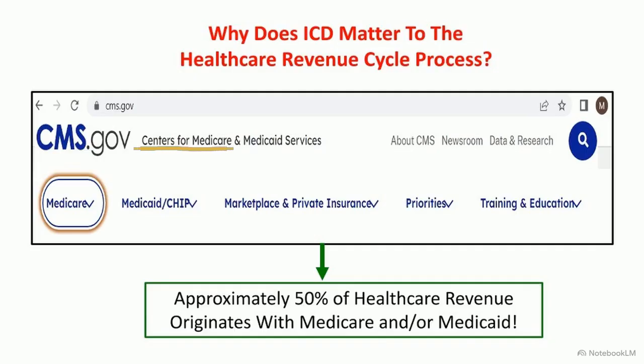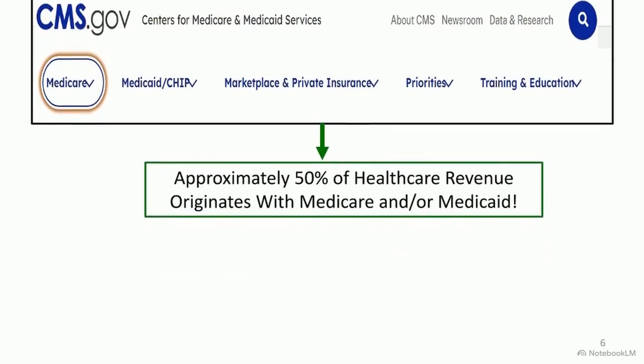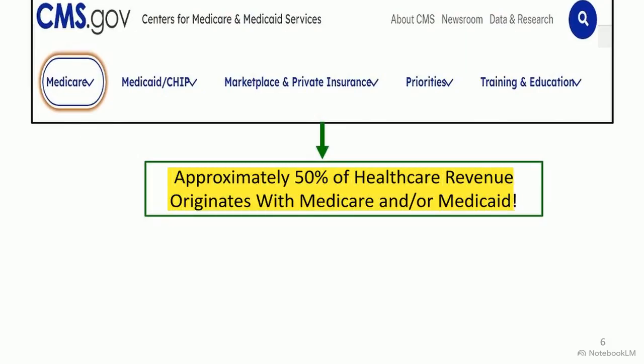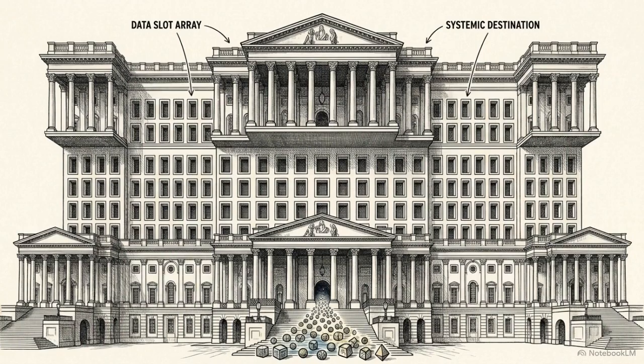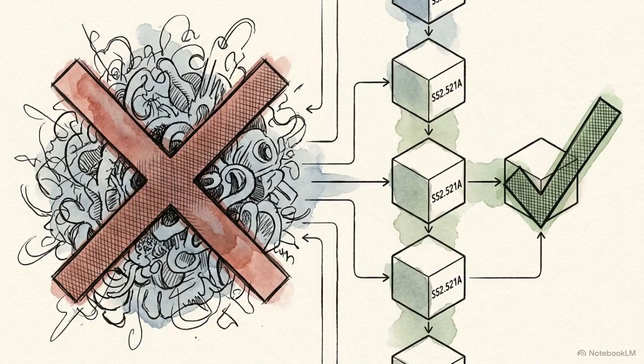For a massive portion of these claims, the ultimate destination is the federal government. This graphic from CMS highlights that approximately 50% of all healthcare revenue originates with Medicare and Medicaid. These federal entities rely on standardized procedures for monitoring the adjudication process. They do not have the manpower to read subjective clinical notes. They verify the accuracy of the alphanumeric syntax.